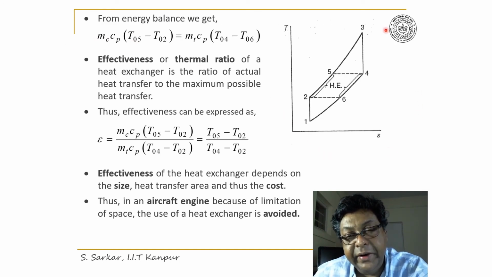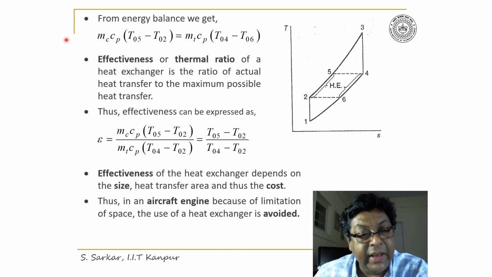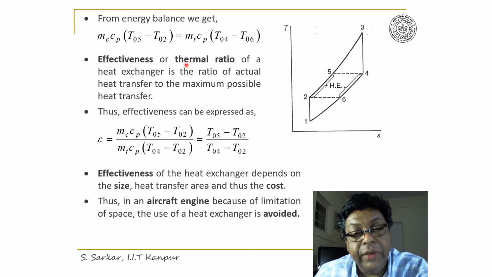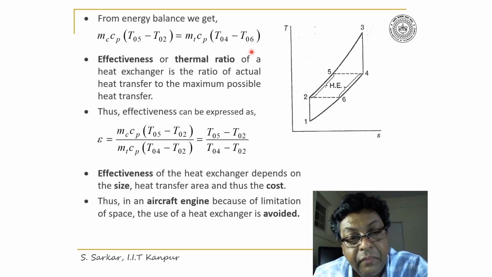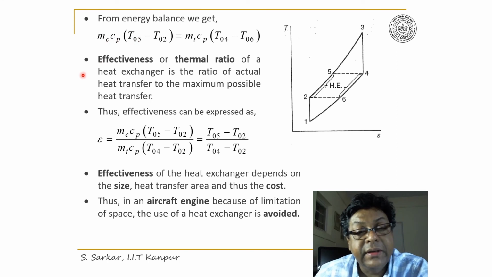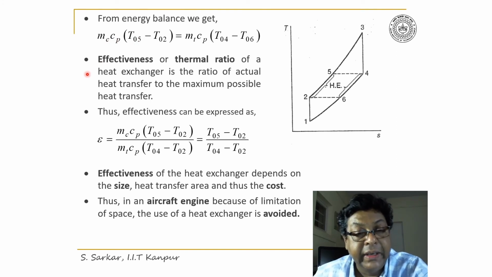I have indicated here a regenerative cycle where the heat exchanger is used. Thus, from the energy balance, one can write MC into Cp into (T05 minus T02) is equal to MT into Cp into (T04 minus T06), where MC is the mass flow through the compressor and the corresponding mass flow through the turbine is represented as MT.